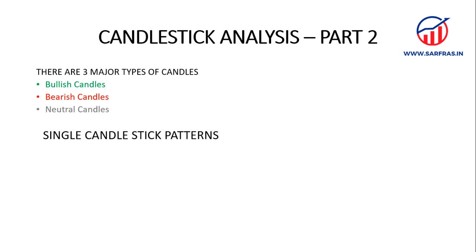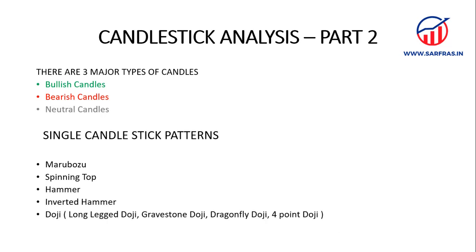The single candlestick patterns we covered in the previous video include the marubozu candle, the spinning top candle, the hammer, the inverted hammer, and the doji candles, which are the long-leg doji, the gravestone doji, the dragonfly doji, and the four-point doji. Each of these candles and their implications has been covered in the previous video, and these are all single candlestick patterns. In this video we are going to see two-candlestick and three-candlestick patterns. So let's move ahead and continue.